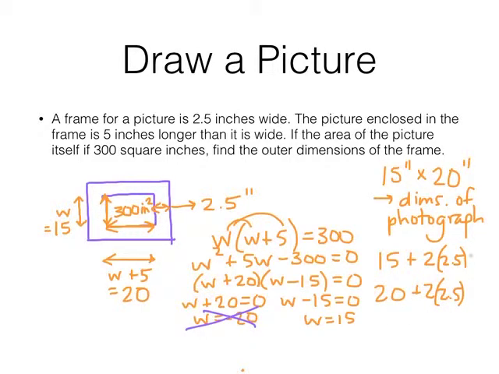So 15 plus 5, so this one is 20, and 20 plus 5 is 25. So the frame is 20 inches by 25 inches, and that's our final answer for the problem. So we drew a picture, we made a quadratic equation. Again, a whole lot better than trying to use trial and error.